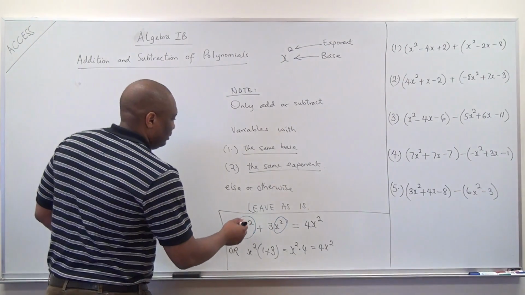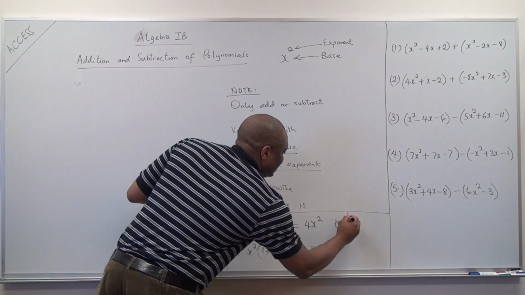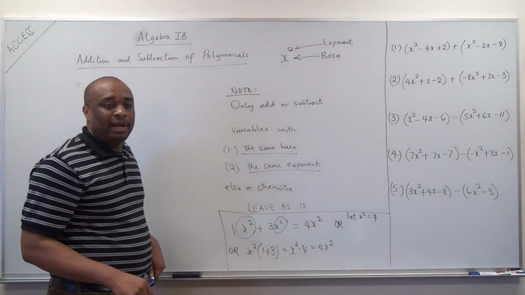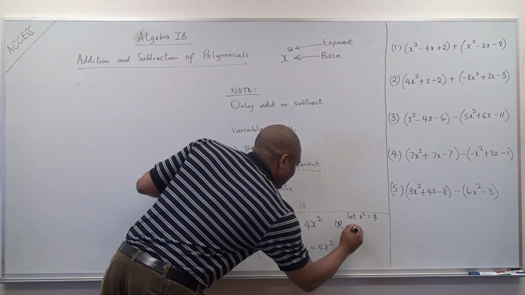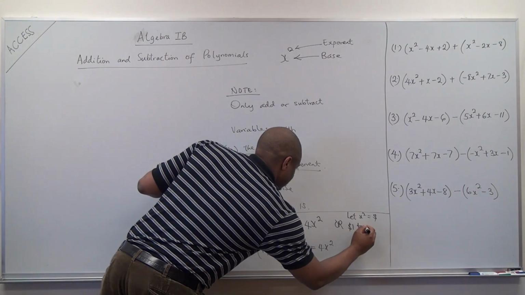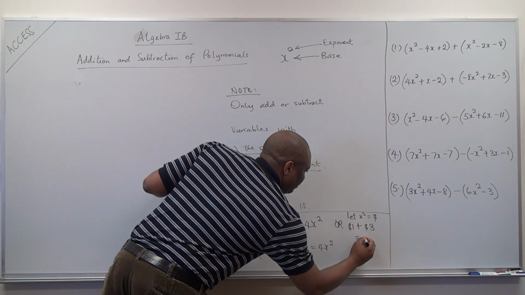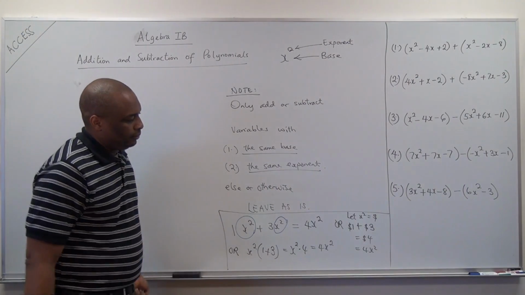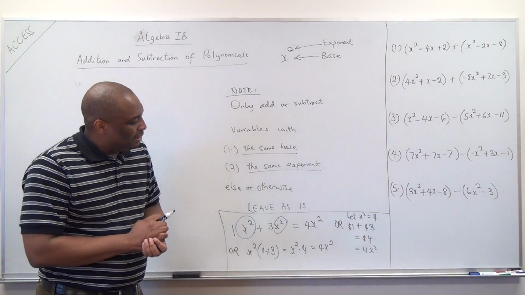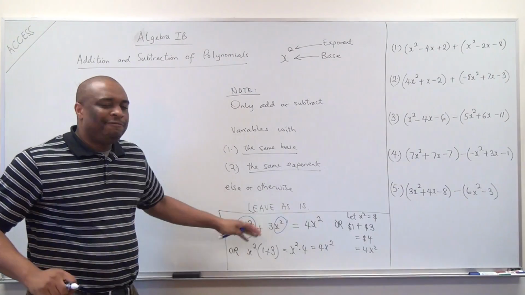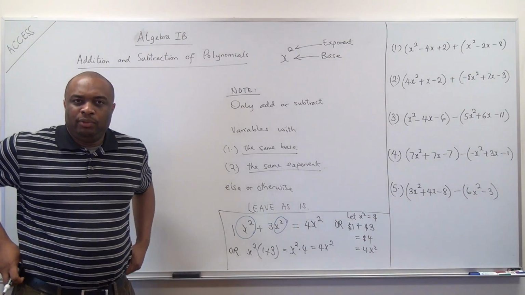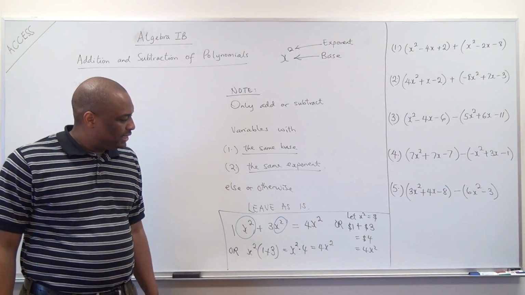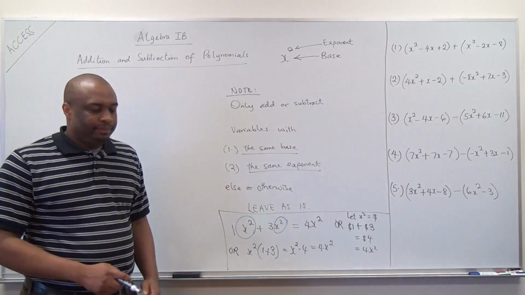Another way you can write, let x squared be dollar sign. Let x squared be dollar sign. And this is like $1 plus $3. And that will give you $4. And you change it back to x squared, 4x squared. I mean, if you want to just simplify it further. So you have many ways to solve this type of question, and you're expected to reason with that.